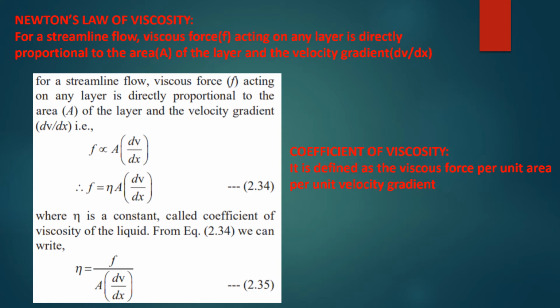So we can define coefficient of viscosity as the viscous force per unit area per unit velocity gradient for a given fluid. The SI unit of coefficient of viscosity is Newton second per meter square and its CGS unit can be written as Dyne second per centimeter square, which is given a special name as poise. You can easily find the relation between poise and SI unit of viscosity.